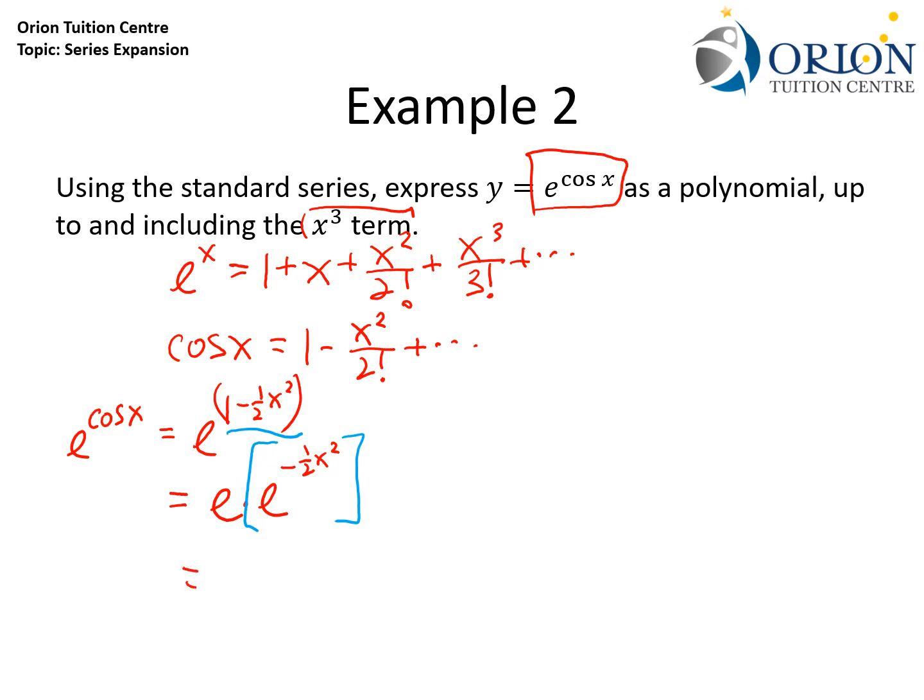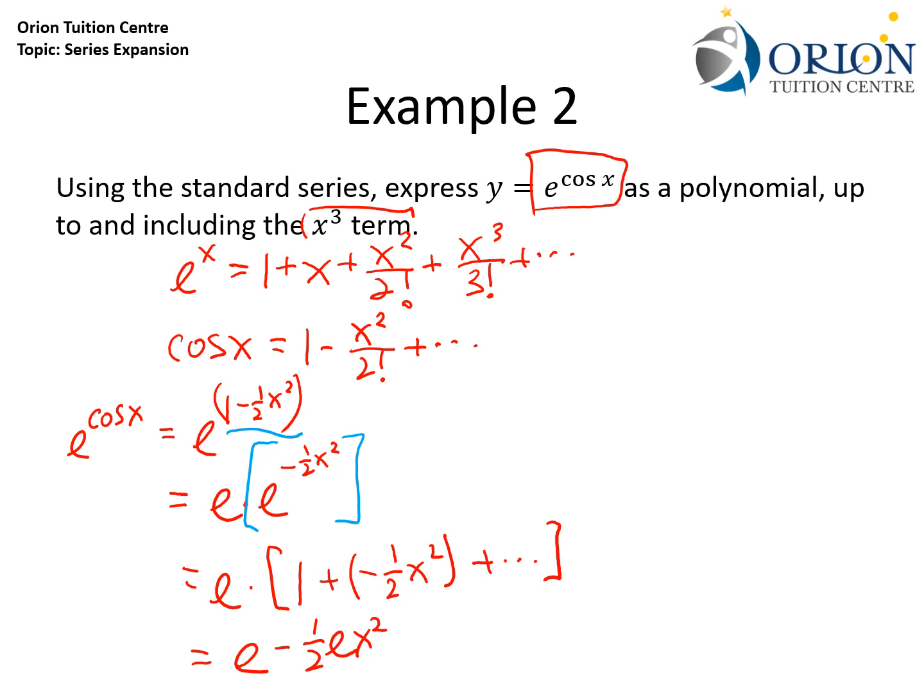So we will have e multiplied by 1 plus negative half x squared plus x squared over 2 factorial. But if we have x squared over 2 factorial, it becomes x power 4 since it is an x squared term that needs to be squared. So we know that the remaining terms can be neglected. And based on this, we can simplify to get e minus half e x squared. And this is the standard series expansion for e to the power of cosine x.